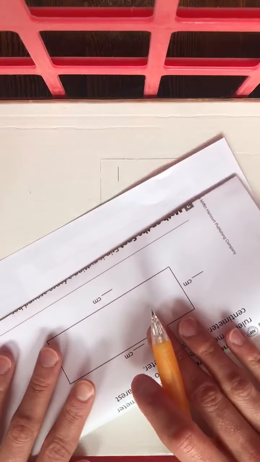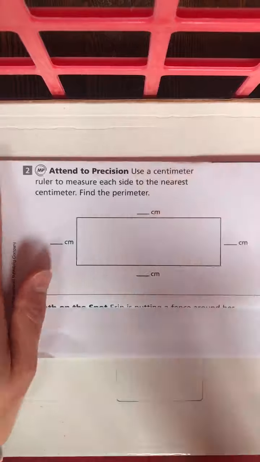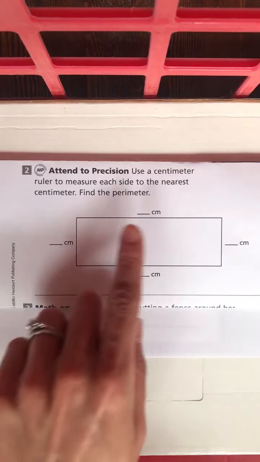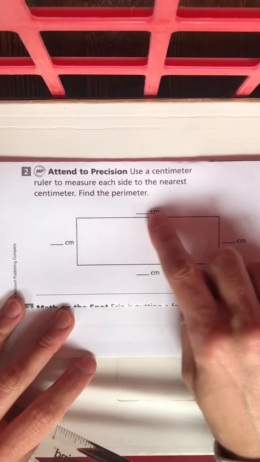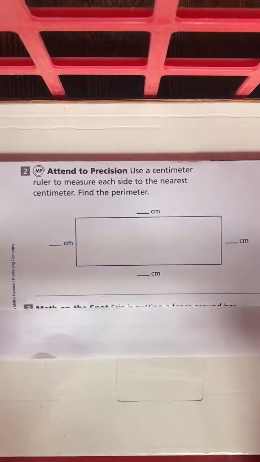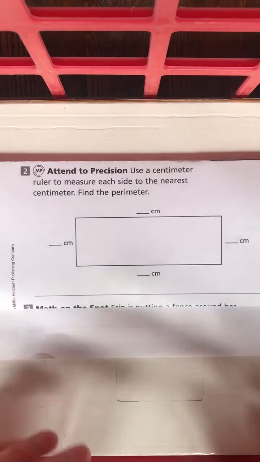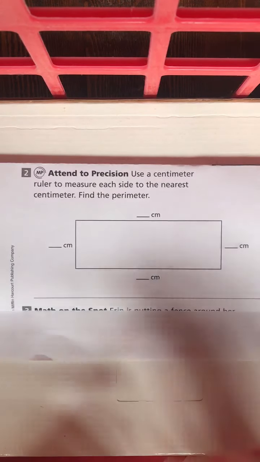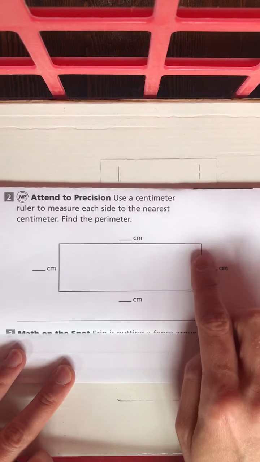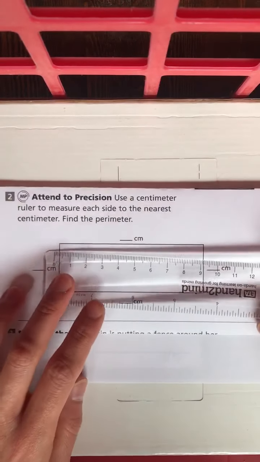Let's take a look at number 2 together. Number 2 asks you to measure each side of the rectangle using a centimeter ruler. I happen to have a ruler at home, but you might not, and that's okay. If you do have a ruler at home, please pause the video and measure each side, and label them. And if you don't have a ruler, just measure with me.